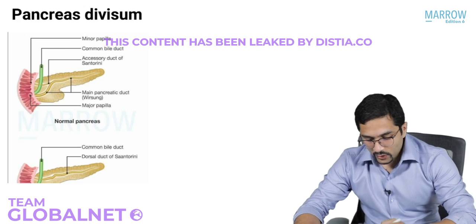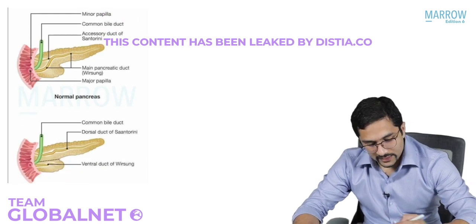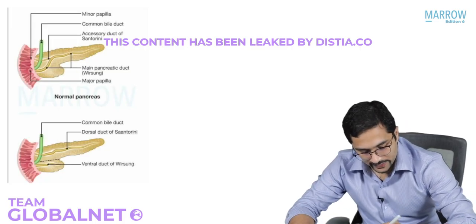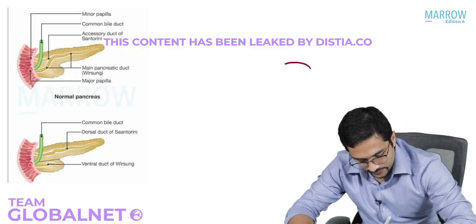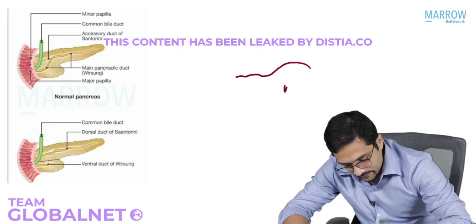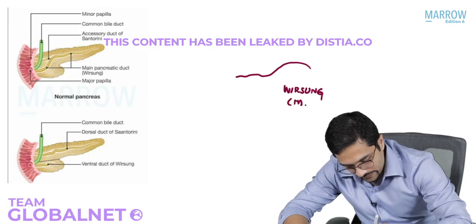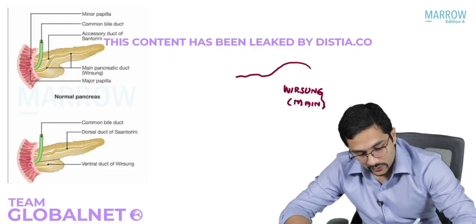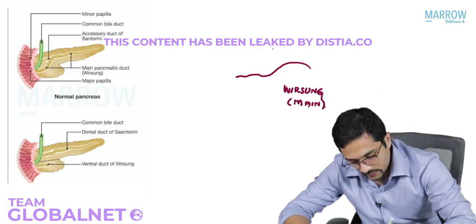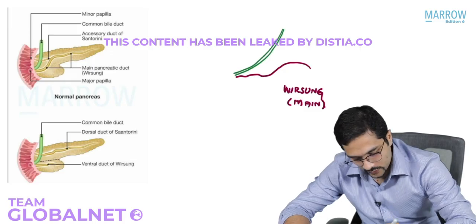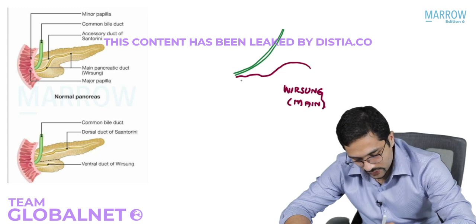problem. So what happens is that in the normal pancreas, you have the main pancreatic duct of Wirsung, right? This is the main pancreatic duct of Wirsung, which is going to open along with your biliary opening, along with the CBD opening. This opens at the ampulla of Vater. This is the normal anatomy.